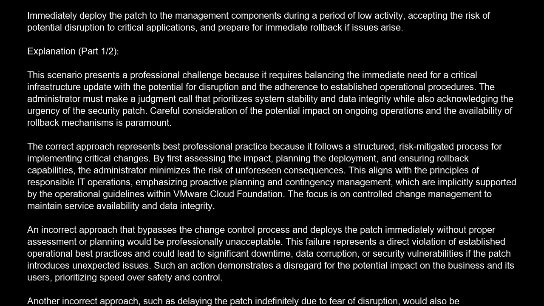An incorrect approach that bypasses the change control process and deploys the patch immediately without proper assessment or planning would be professionally unacceptable. This failure represents a direct violation of established operational best practices and could lead to significant downtime, data corruption, or security vulnerabilities if the patch introduces unexpected issues. Such an action demonstrates a disregard for the potential impact on the business and its users, prioritizing speed over safety and control.